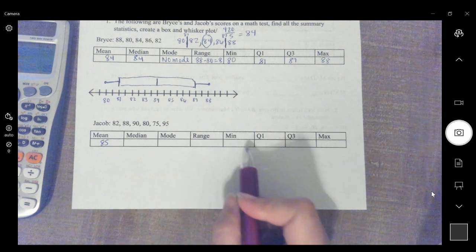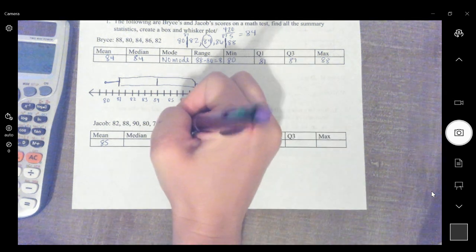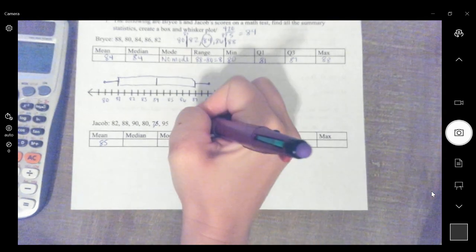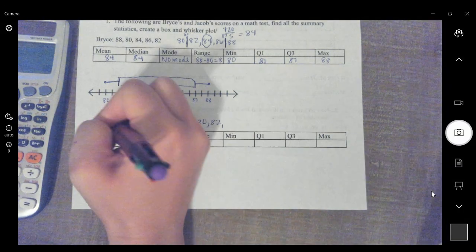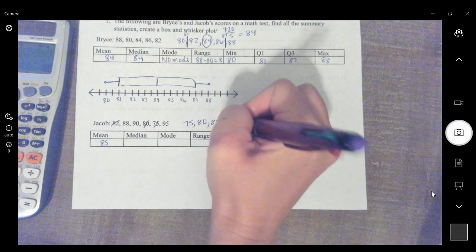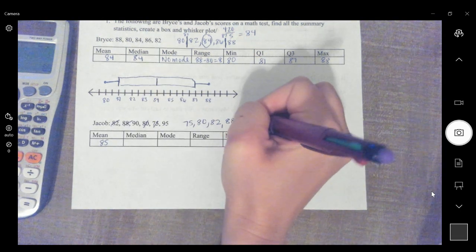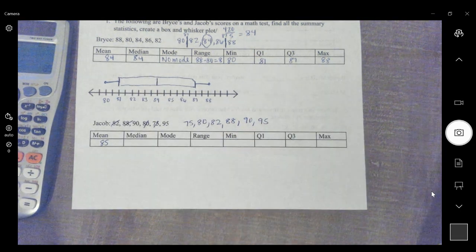Okay, for median and all these things down here, I need to put it in order. So my lowest number is 75, then 80, 82, 88, 90, and 95. Okay, and then we'll work our way in.